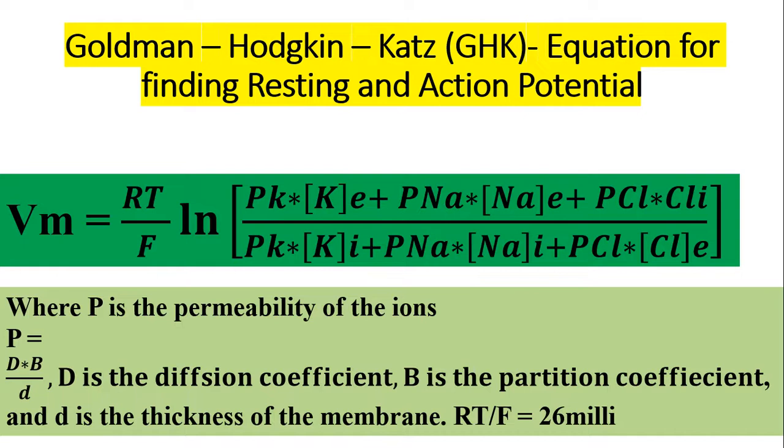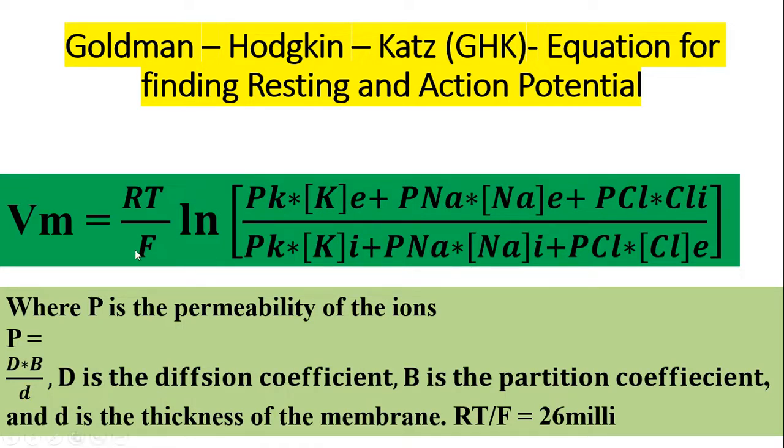Now there is one important equation that we have to use for finding the resting and action potential. It's called the Goldman-Hodgkin-Katz equation. In short, we can say the GHK equation. Using this equation, we can calculate the resting as well as action potential.